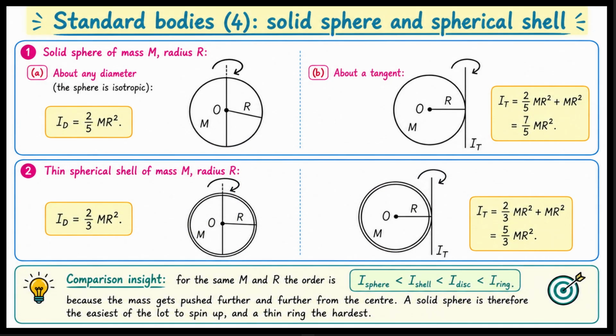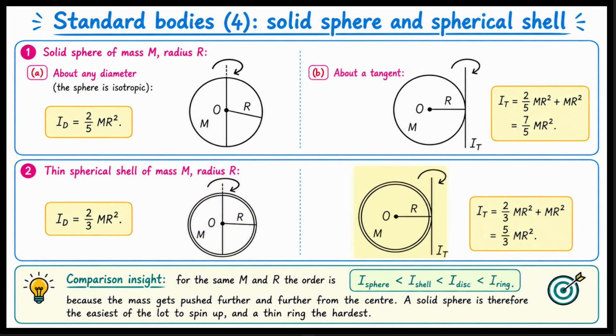The last pair of standard shapes. For a solid sphere of mass m and radius r, the moment of inertia about any diameter is 2/5 mr squared, because the sphere is isotropic. About a tangent, add mr squared to get 7/5 mr squared. For a thin spherical shell of mass m and radius r, the moment of inertia about any diameter is 2/3 mr squared, and about a tangent it is 5/3 mr squared.